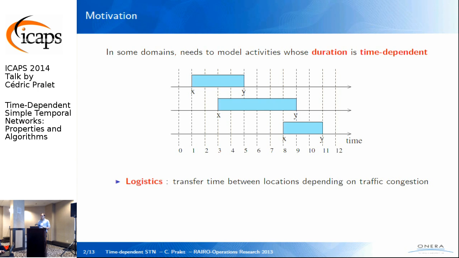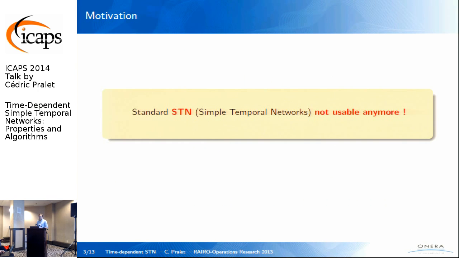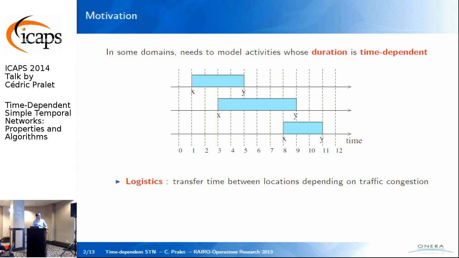And this happens, for instance, in logistics, where you have a transfer time between locations, which can depend on traffic congestion, or in production planning, where the duration of a task can depend on the resources currently available. And we want to deal with such problems.